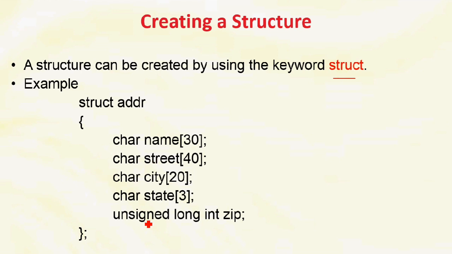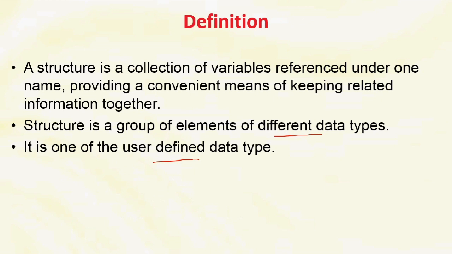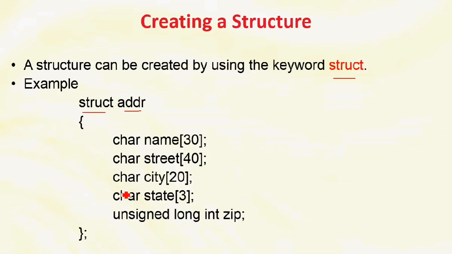So this is an example of how to create structure. This is a keyword. Next one is the name of the structure. Here for address we used addr. Address is the name of the structure. The structure definition is used to group elements of different types. Those elements are given inside this open and close curly brace. Finally it is ended with a semicolon.